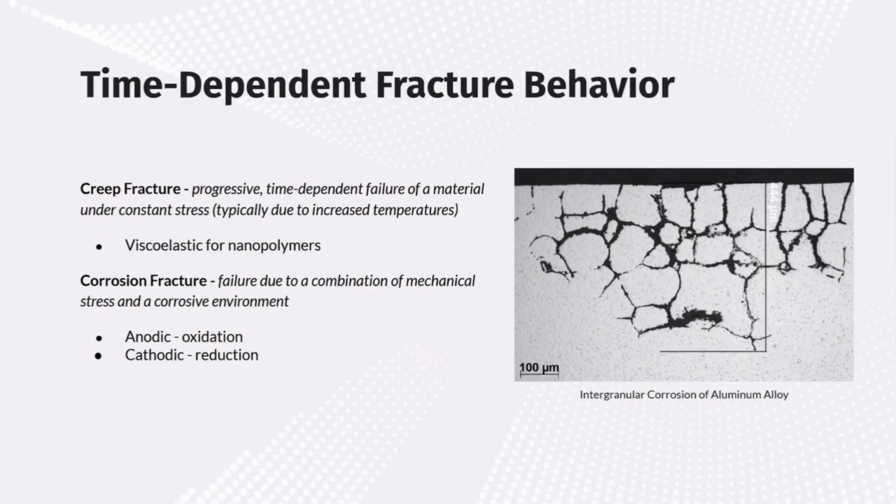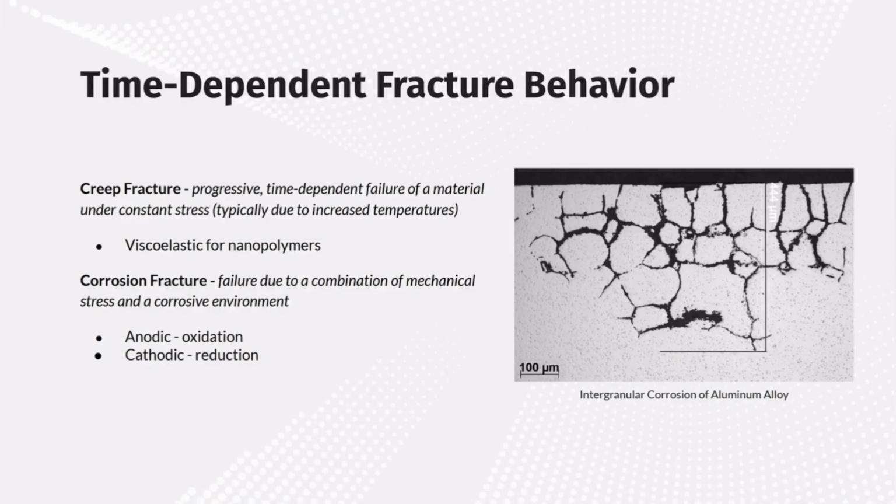Some important time-dependent fracture behaviors to go over include creep fracture and corrosion fracture. Creep fracture can be defined as the progressive time-dependent fracture of a material under constant stress. Generally, this stress is due to increased material temperatures. In nanopolymers, creep occurs because of viscoelasticity, meaning it acts viscous like a thick fluid and elastic like a spring. Under stress, it'll stretch while slowly flowing over time. At the nanoscale, this behavior changes since the polymer chains are much more restricted.